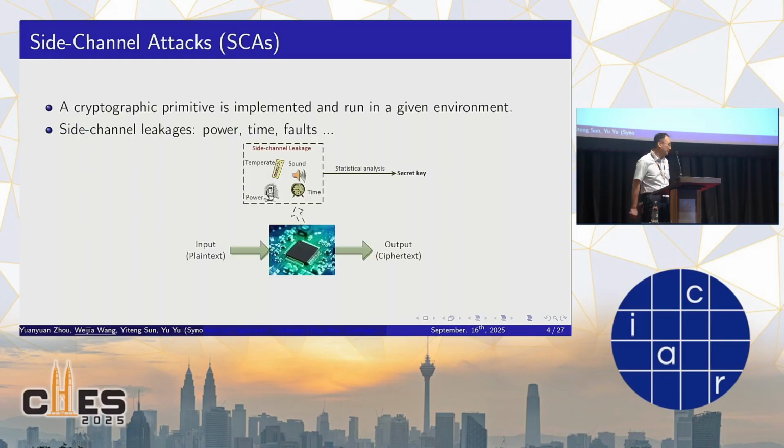First, I will give a quite short background. The first background should be side channel attacks. A cryptographic primitive is implemented and run in a given environment. So it means that it may have some side channel leakages, such as power, time, or even faults. So an adversary is able to exploit this side channel leakage to recover, for example, the secret key.